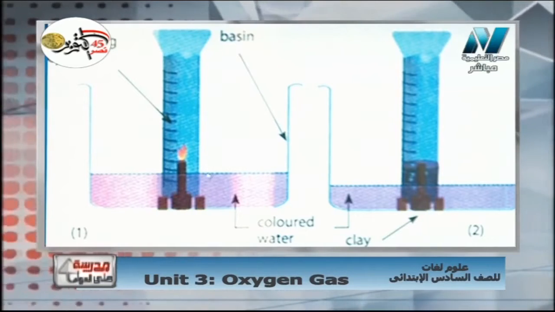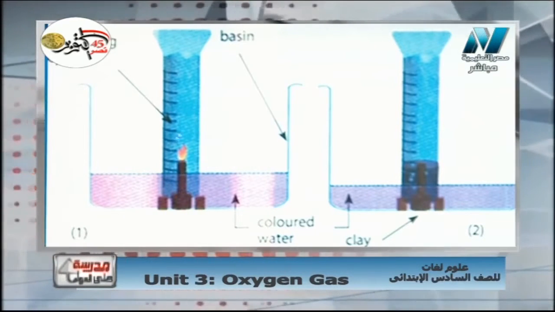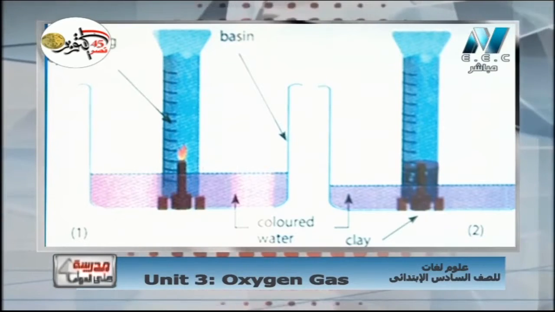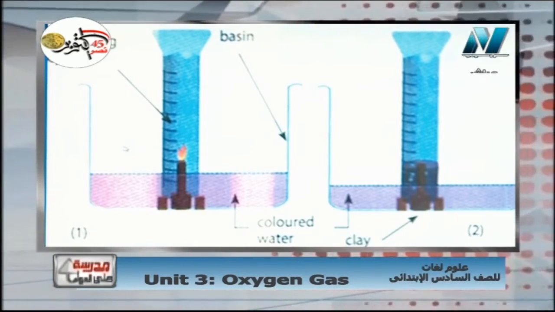After a while, the level of water rises. مستوى المياه هيرتفع, or rises to a certain extent, لمستوى معين. This extent will be 1 over 5. Extent هيكون تقريبا هو خمس حجم الهواء.